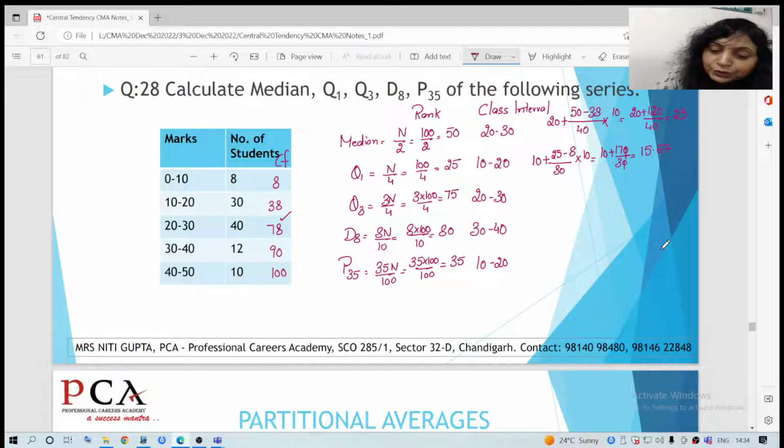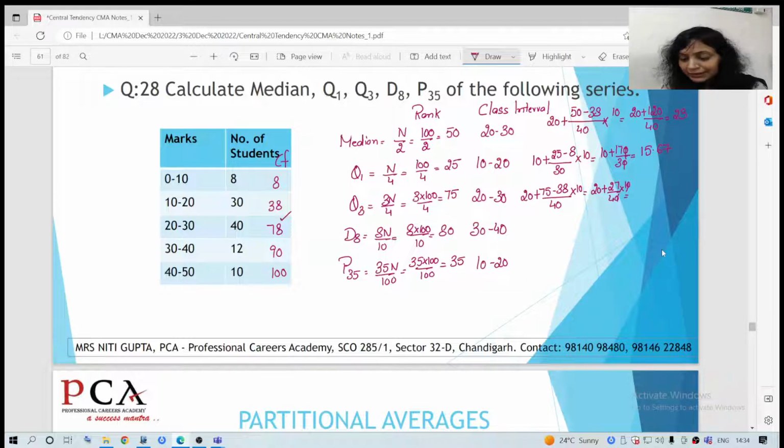Now let's move to Q3. Our lower limit of class interval is 20 and rank is 75. CF of previous class means 20 to 30, say previous class, that is 10 to 20, 38 upon frequency of 20 to 30, 40, class interval 10. So this will be 20 plus 27 upon 40 into 10. So this will be 27 divided by 4, that is 4 6s are 24, 3, 6.75.